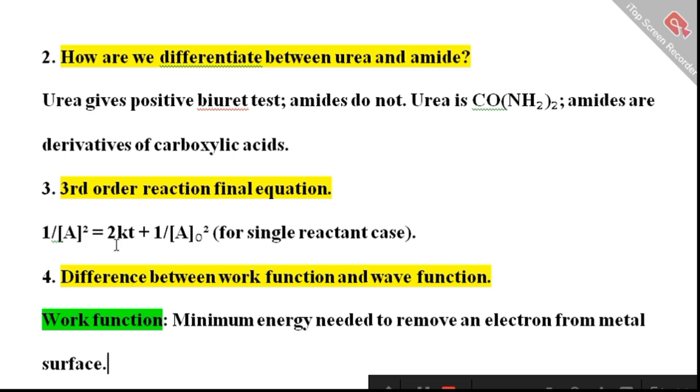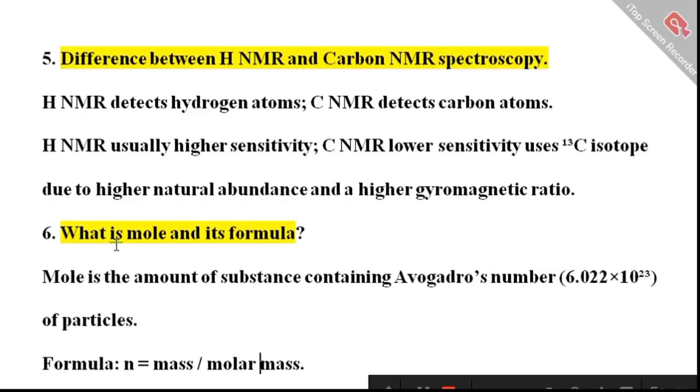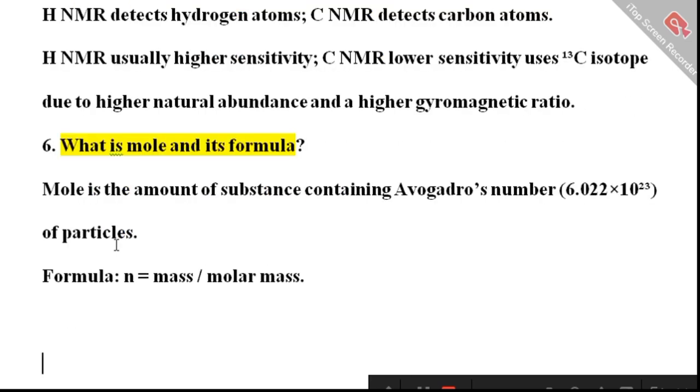How do we differentiate between urea and amide? Urea gives a positive biuret test, while amide doesn't. Third order reaction, final equation. It can be like this, a very lengthy and tough question, I think. Difference between H NMR and carbon NMR. H NMR detects hydrogen, while carbon NMR detects carbon. This is the main difference. Hydrogen NMR is definitely more accurate as compared to carbon NMR.